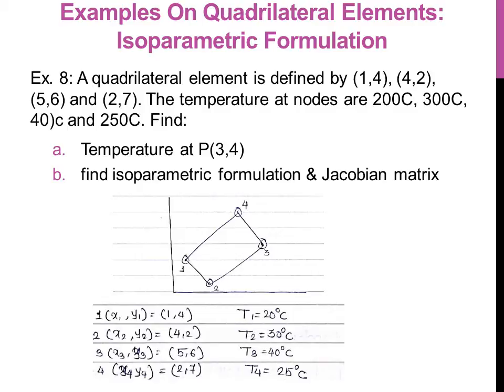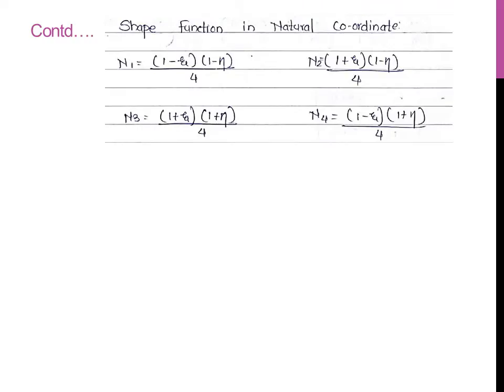Second node is x2, y2 equal to 4 and 2 coordinates given, and temperature at node 2 is 30 degrees Celsius. At node 3, the coordinates are 5 and 6, and temperature at node 3 is 40 degrees Celsius. At node 4, x4 and y4 coordinates are 2 and 7, and temperature is given, that is 25 degrees Celsius.